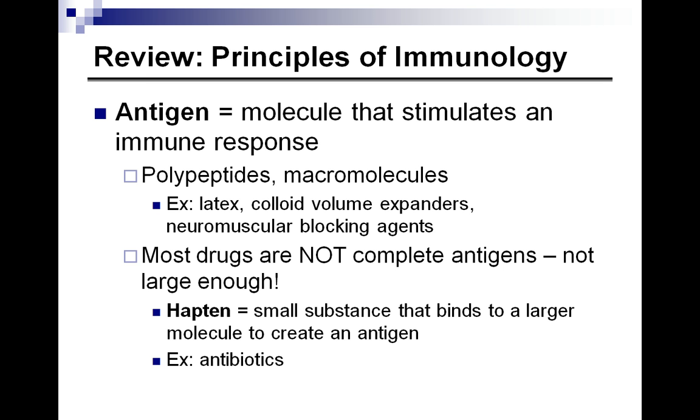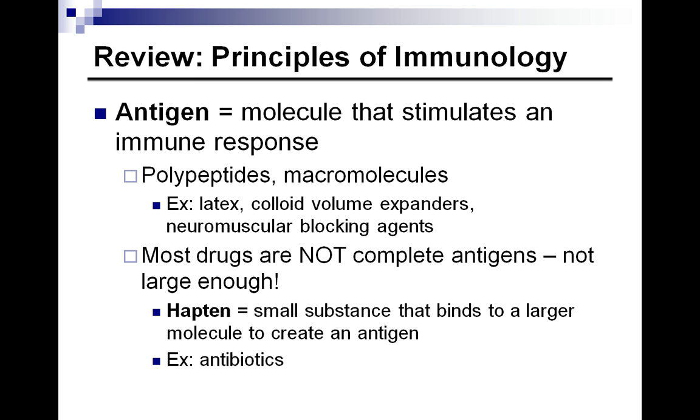First, we're going to take a few moments and review some principles of immunology. Let's start by remembering an antigen. An antigen is simply a molecule that stimulates an immune response, and antigens can be comprised of a number of different kinds of molecules. They can be polypeptides or macromolecules. The point is that antigens tend to be relatively large molecules. Examples include latex in the OR, some of the colloid volume expanders that we use, neuromuscular blocking agents. All of these are common antigens.